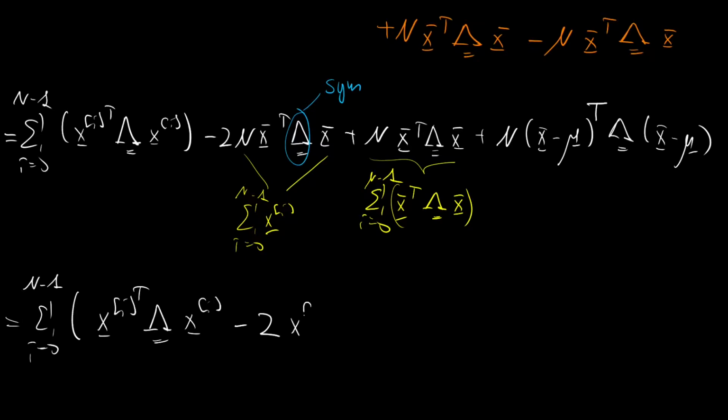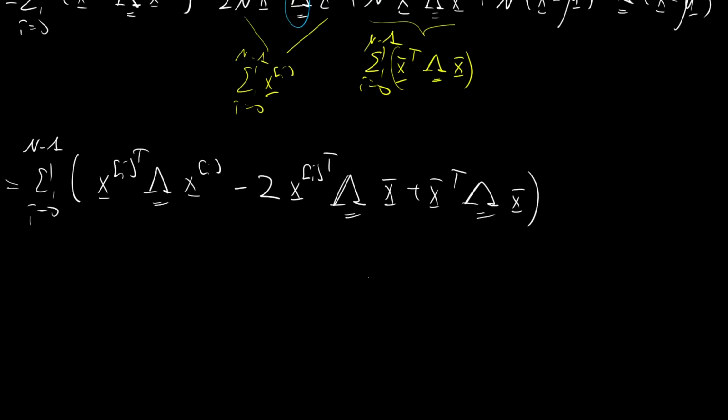In essence, this means we can have an x_i vector transpose here and have a lambda matrix and then an x bar. And then we have the term which is quadratic in x bar, which is x bar transpose lambda matrix x bar vector. And then the term that was there quite early, which is N times x bar minus mu vector times the lambda matrix times x bar minus the mu vector.